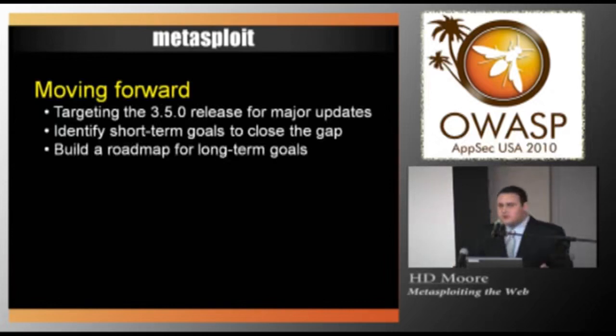So moving forward, what we're trying to do is actually make Metasploit a first-class platform for web application testing. The first target for this is the 3.50 release, October 12th. We're trying to identify the short-term goals to really close the app and get things going right now, and then build a nice roadmap for the long-term goals. And by long-term, this is like Metasploit long-term, which means it's probably within 6 months.